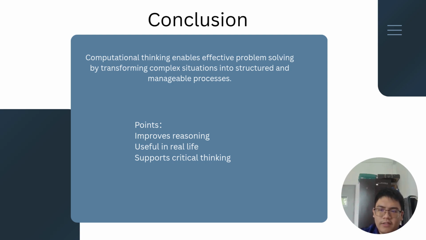In conclusion, computational thinking enables effective problem-solving by transforming complex situations into structured and manageable processes. Computational thinking plays an important role in solving non-routine problems. It helps us approach problems in a logical and systematic way. This method is not only useful in mathematics but also in real-life decision-making. It also helps develop higher-order thinking skills that are important in the 21st century.